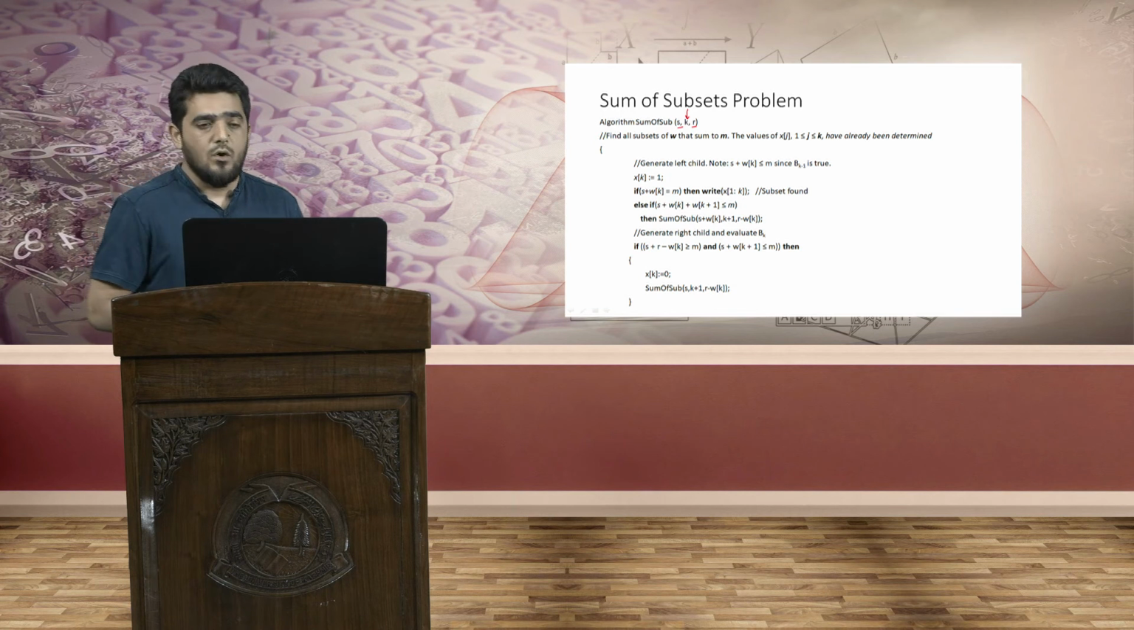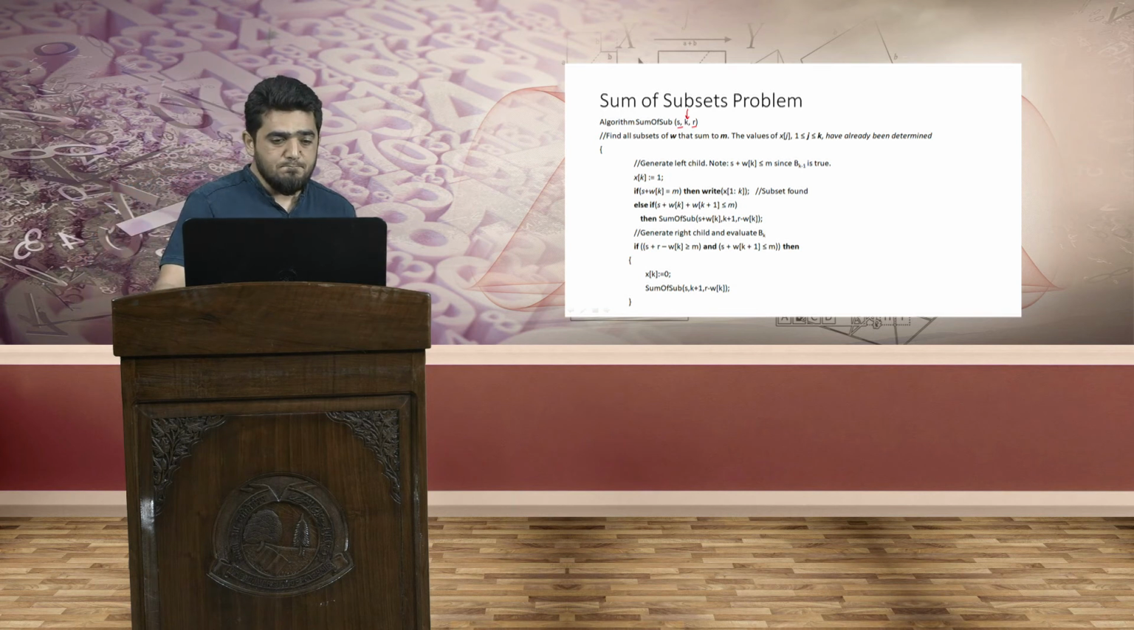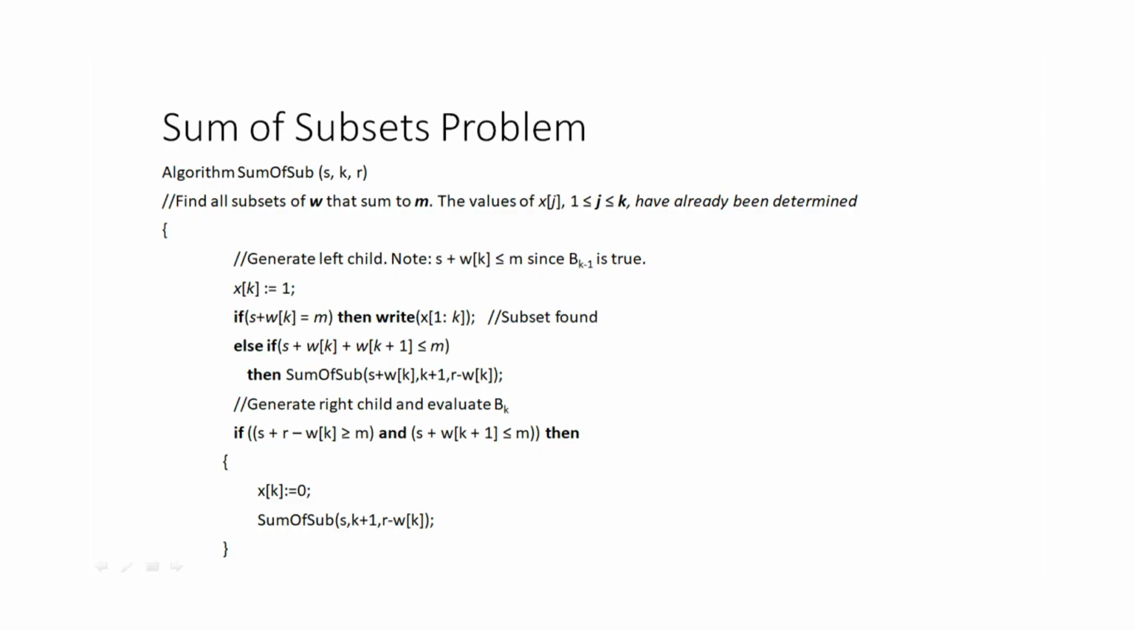Initially it will be called like that. So we'll go through the statements one by one and see how it basically works. Now, as soon as we enter this function here, we are generating the left child. Now, why are we generating the left child? As I earlier told you, generating the left child here means that we are considering the kth weight.